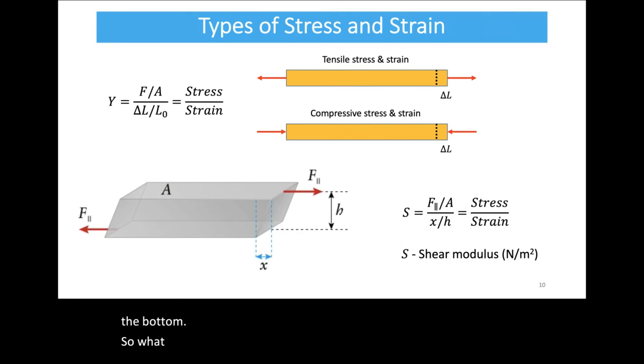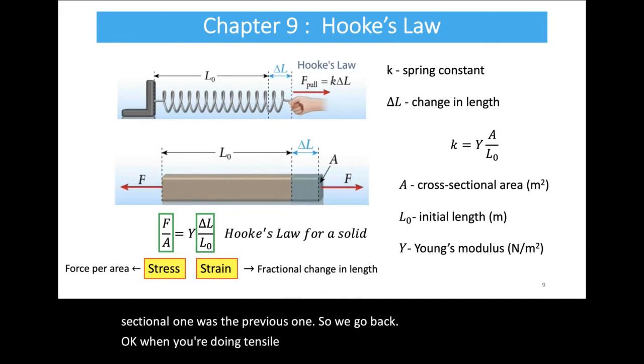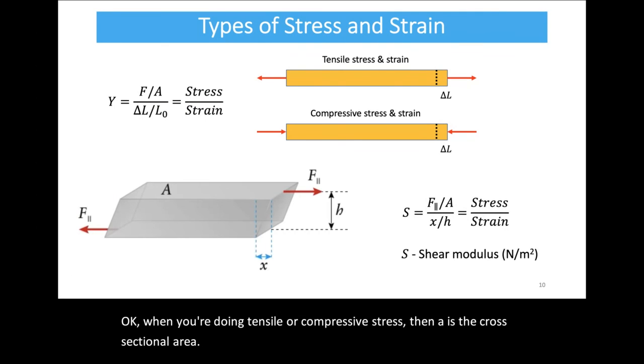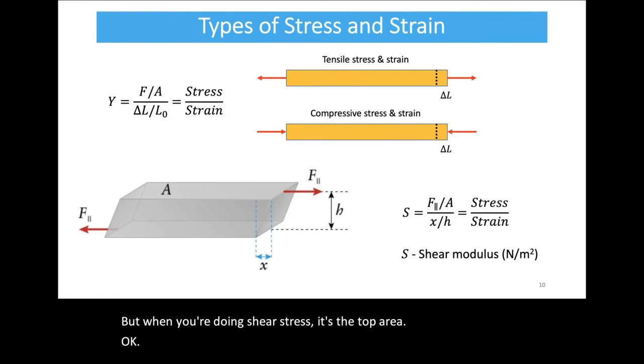So what was the question? Which one was cross-sectional? The cross-sectional one was the previous one. So when you're doing tensile or compressive stress, then A is the cross-sectional area. But when you're doing shear stress, it's the top area. Okay? Other questions on that?